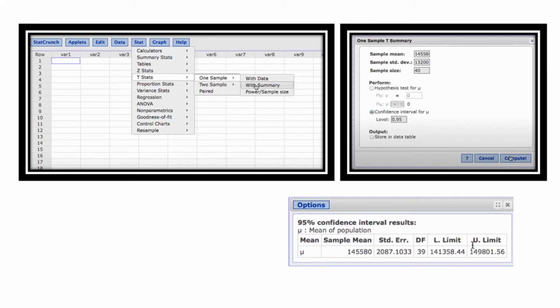In this case, our sample mean was 145,580, and if we look back, the sample standard deviation was 13,200. Our sample size in this case was 40. We're not doing a hypothesis test. We're looking at a confidence interval with a 95% confidence level. Okay, let's hit compute, and we're going to get our interval: 141,358.44 and 149,001.56. We're going to have a little bit of difference here.